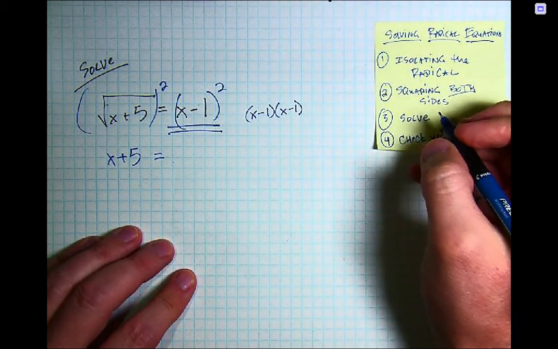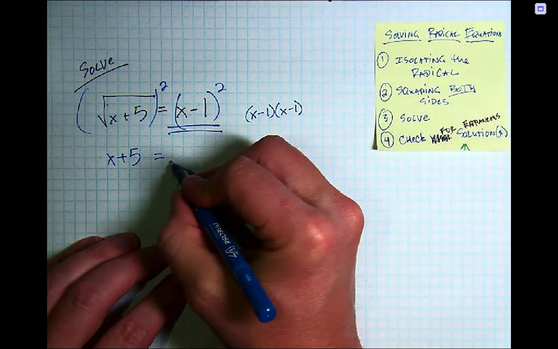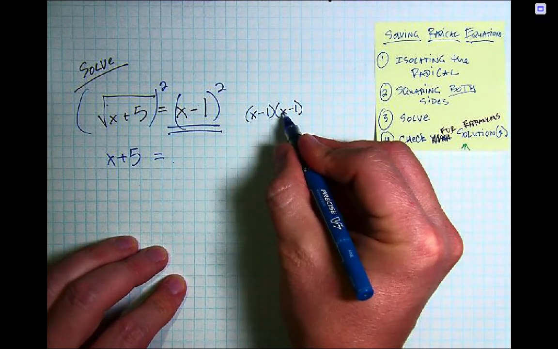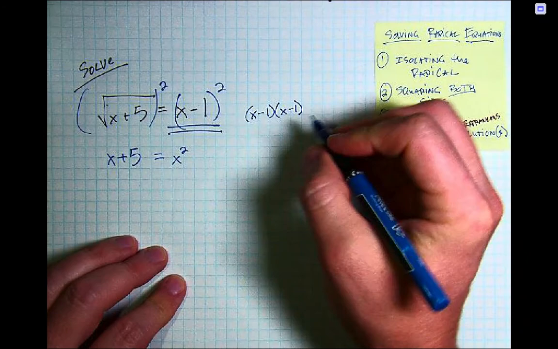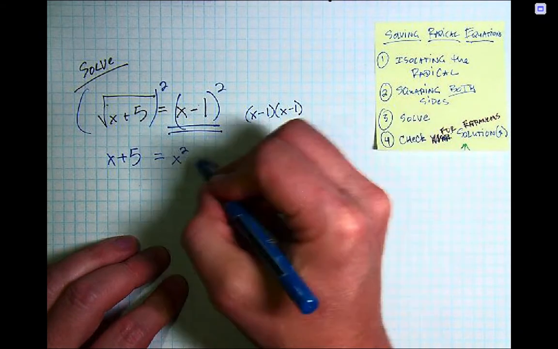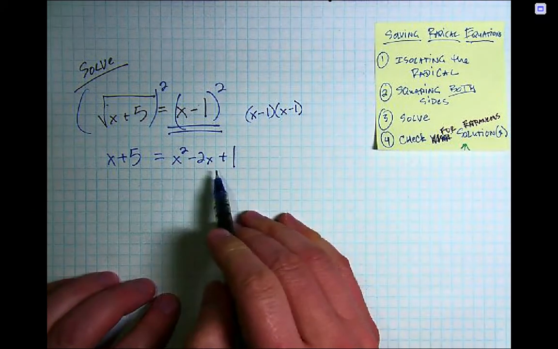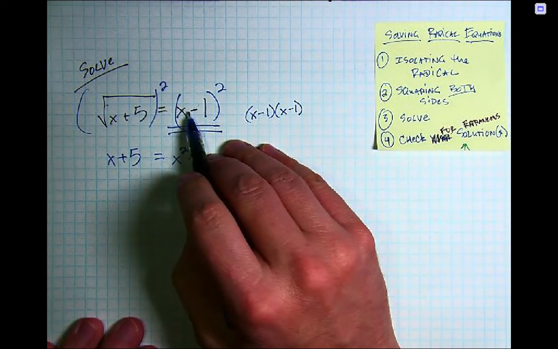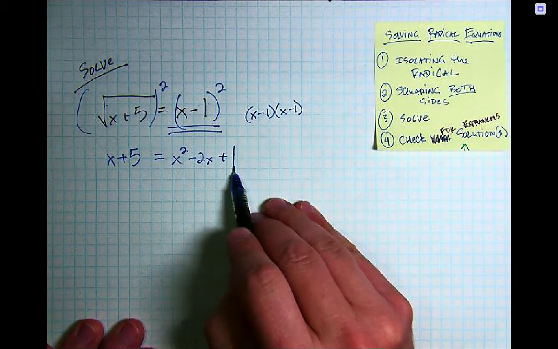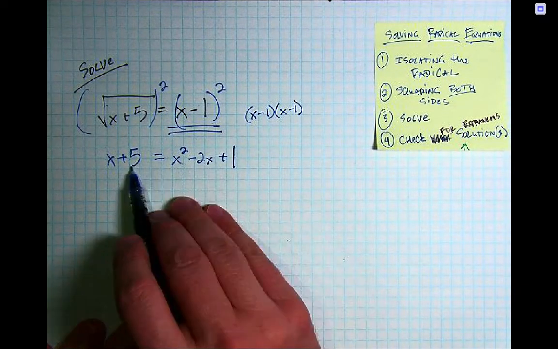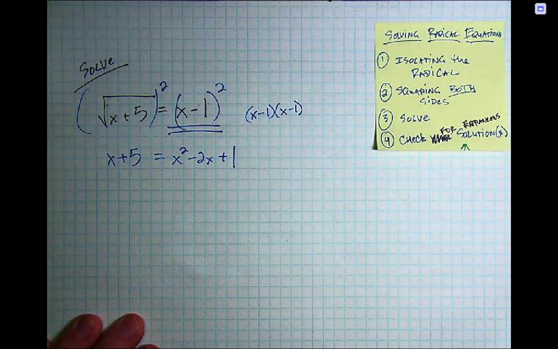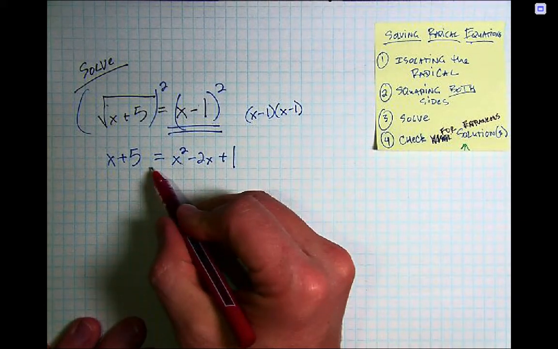Uh-oh, that means I've got a FOIL. That means I'm going to have a trinomial here. That means I'm going to have an x squared. What does this come out to? Minus 2x plus 1. And that means that if you just squared the x and just squared the 1, you're going to miss this part, and the rest of the problem is going to go haywire on you. So be careful.